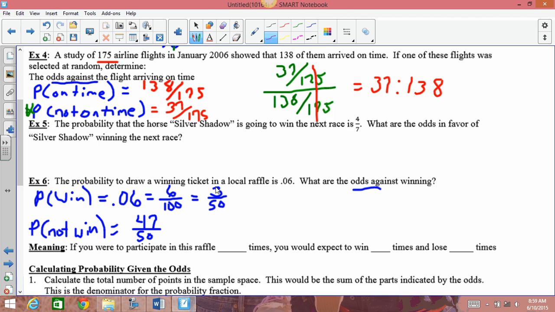So if you've got 3 chances of winning out of the total 50, how many chances of not winning? 47 out of the total 50. Because remember, you need these two probabilities, 3 out of 50 and 47 out of 50, to add together to give you 50 out of 50, which is 1.